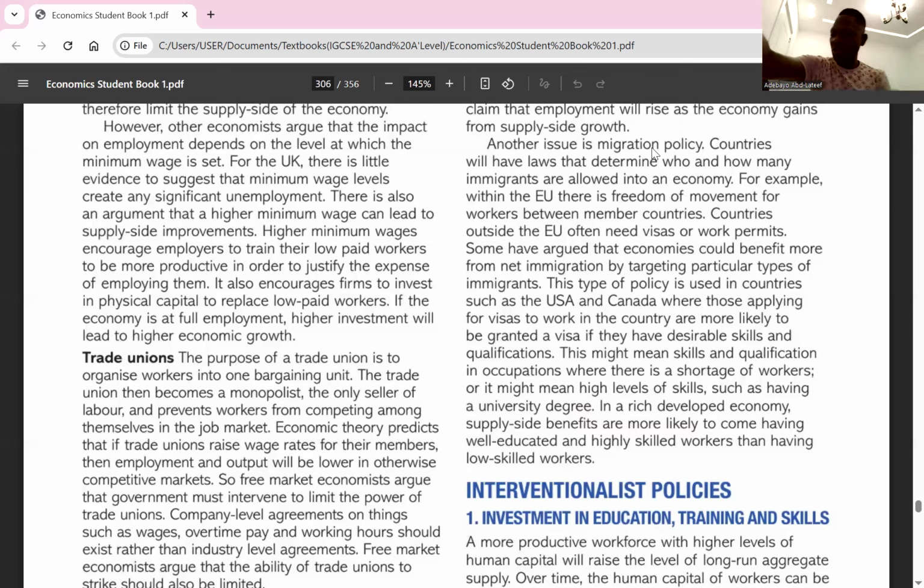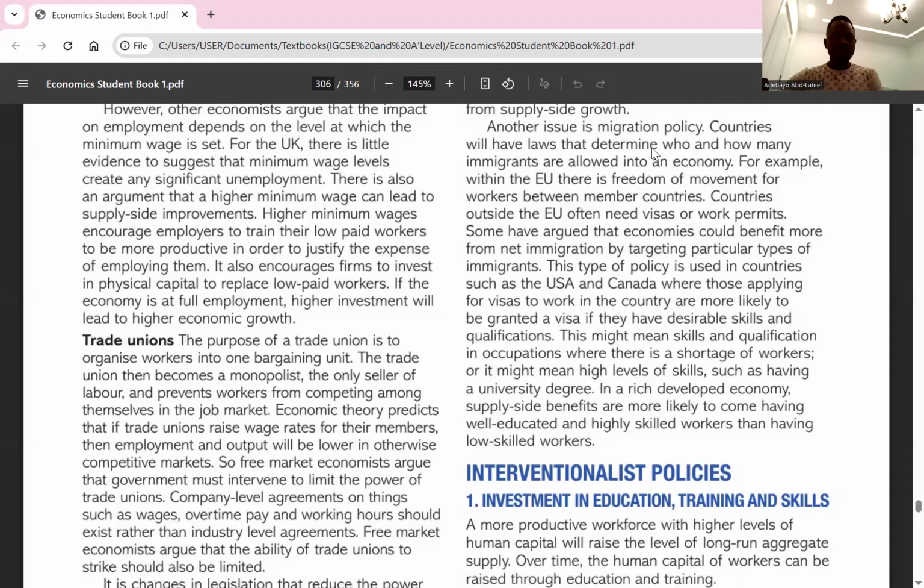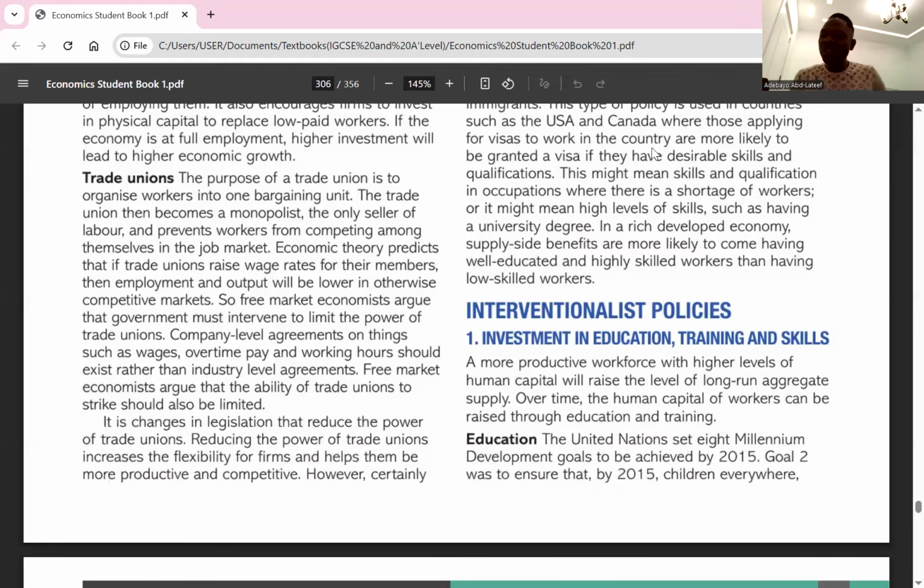Then we have the trade unions. For the trade unions, I said the purpose of the trade union is to organize workers into one bargaining unit. And that becomes monopoly. So the trade union takes charge of all workers. And that brings about inflexibility. So here I wrote, the trade union then become a monopolist, the only seller of labor, and prevents workers from competing among themselves in the labor market.